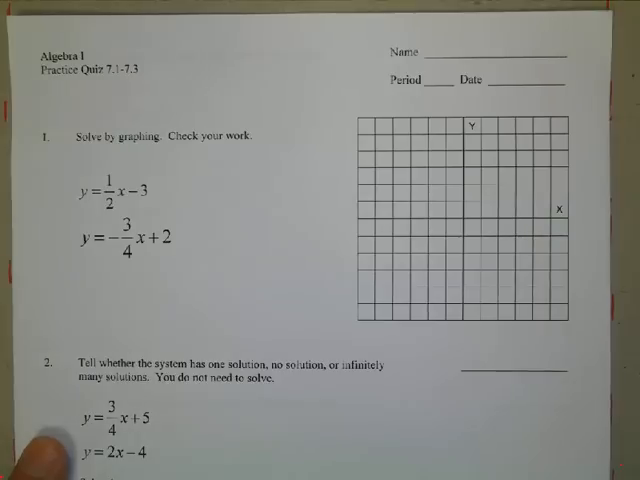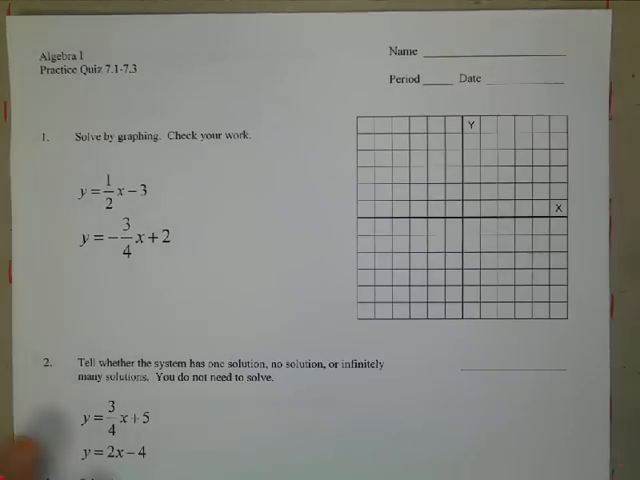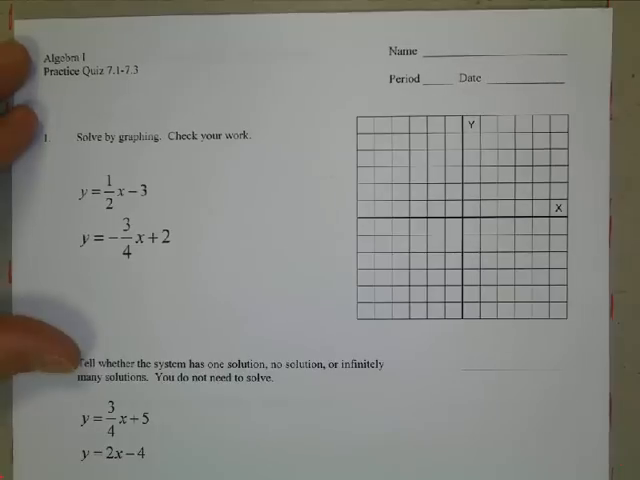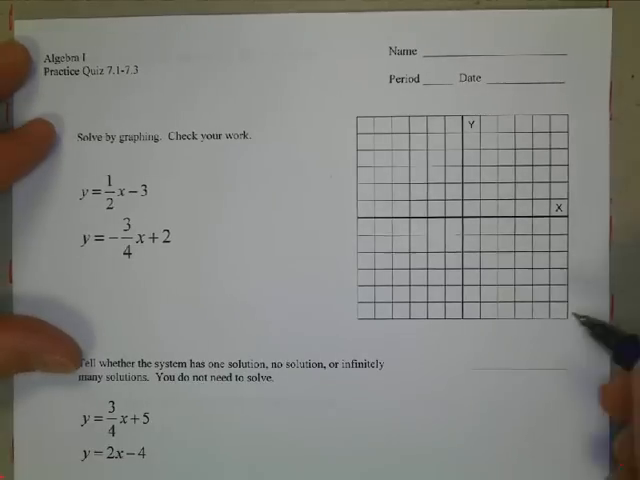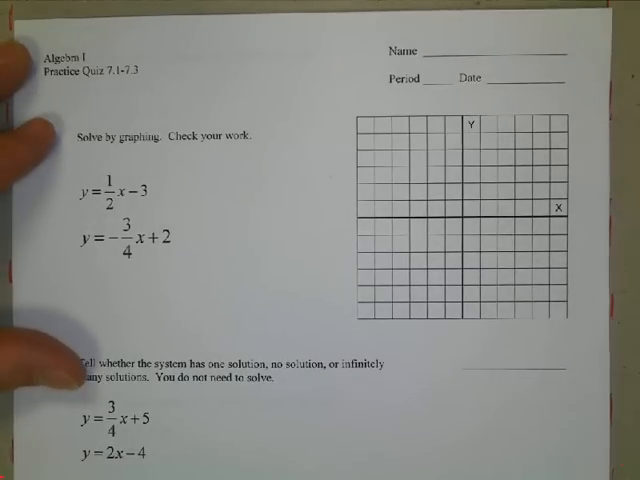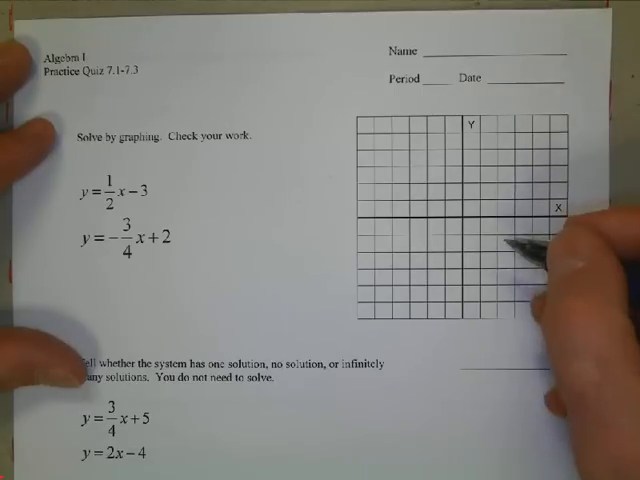What we'd like to do is review for the practice quiz and discuss the different ideas that we're going to talk about here. Our first equation is y = 1/2 x - 3. We start by plotting the point -3 on the y-intercept.